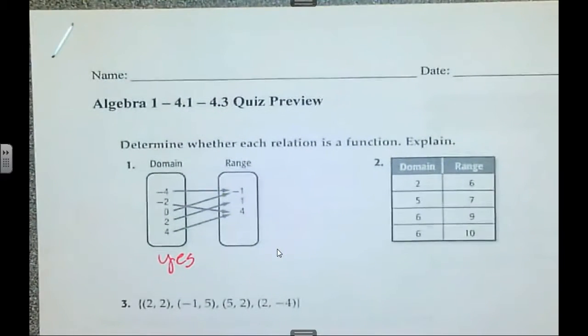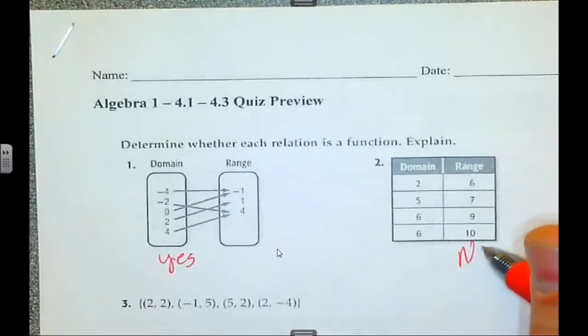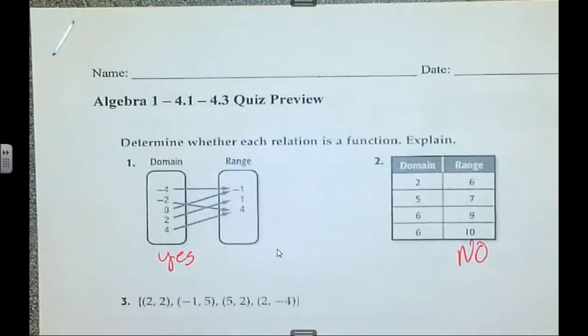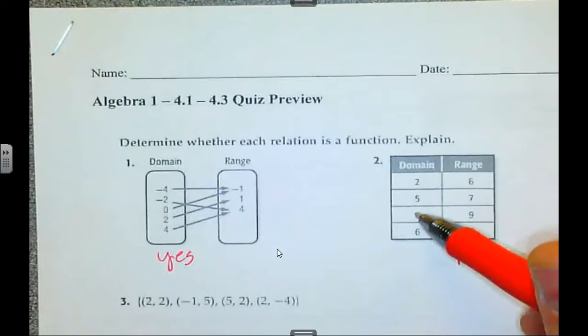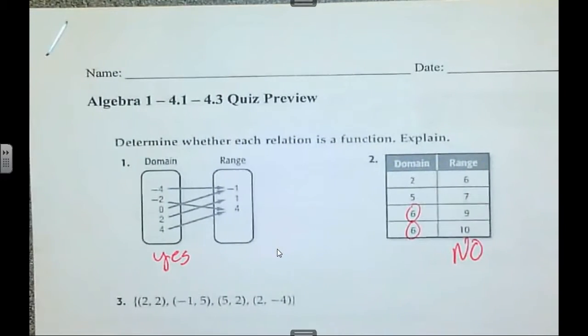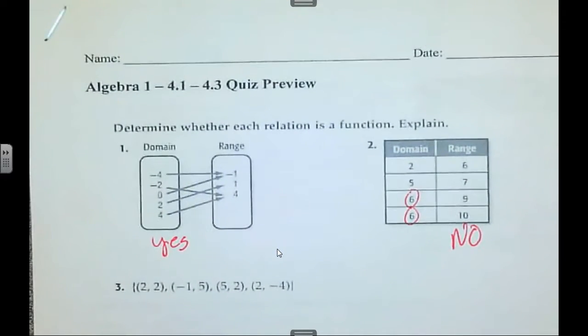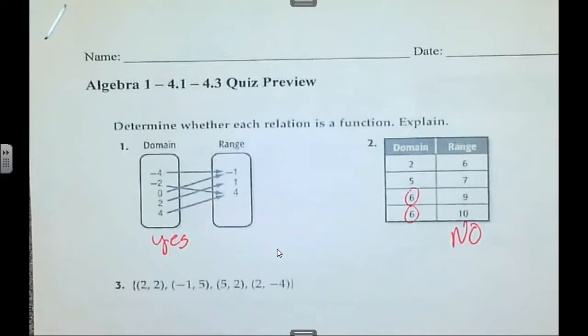Good. How about number two? No. You're missing the third one, otherwise it would be a function. Because in my domain, I have two sixes. Remember, domain is my x values.